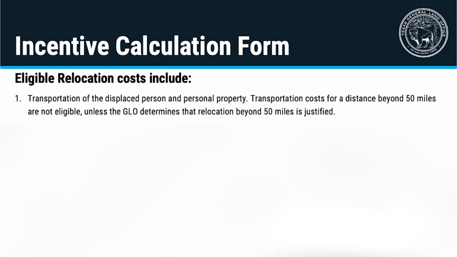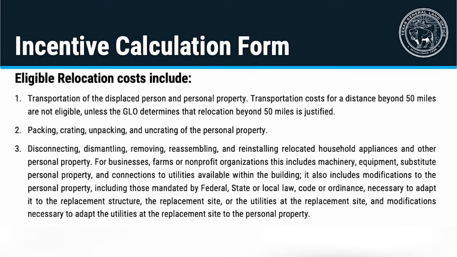Eligible relocation costs include transportation of the displaced person and personal property. Transportation costs for a distance beyond 50 miles are not eligible unless the GLO determines that relocation beyond 50 miles is justified. Packing, crating, unpacking, and uncrating of the personal property. Disconnecting, dismantling, removing, reassembling, and reinstalling relocated household appliances and other personal property.